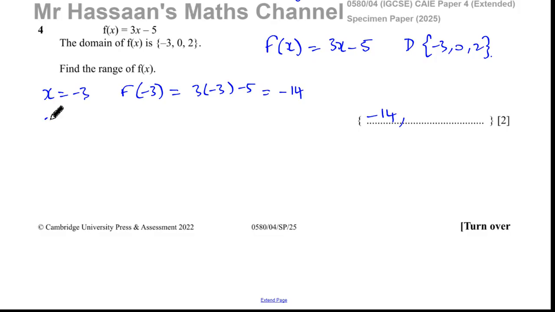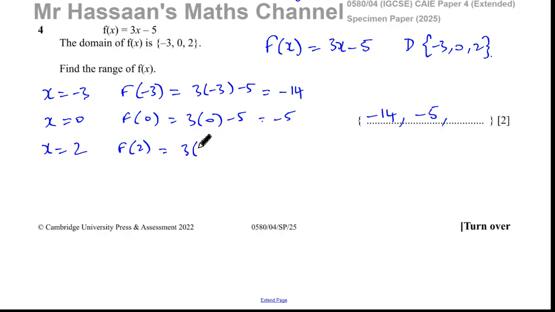And when x equals 0, you'll have f of 0, which is 3 times 0 minus 5, which is negative 5. So that is the output of the function when the input is 0. So the domain value of 0 leads to the range value of minus 5. And then when x equals 2, f of 2 is 3 times 2 minus 5, which is 6 minus 5, which is 1. So the last value for the range is 1. So you have 3 elements in the domain, which lead to 3 elements in the range.